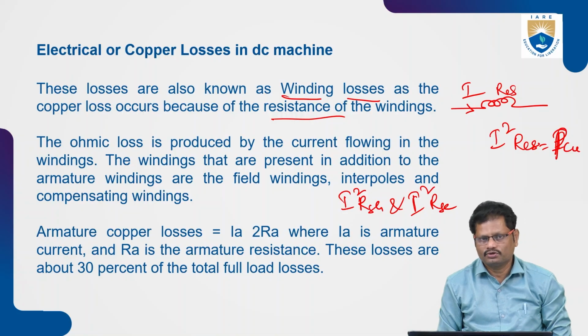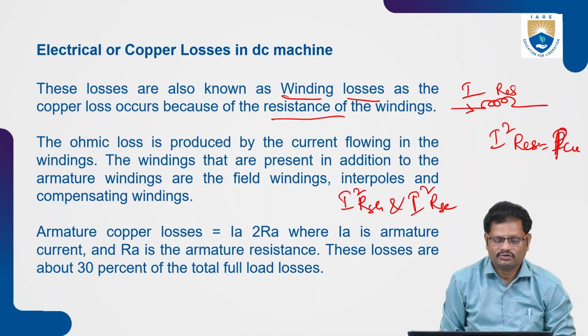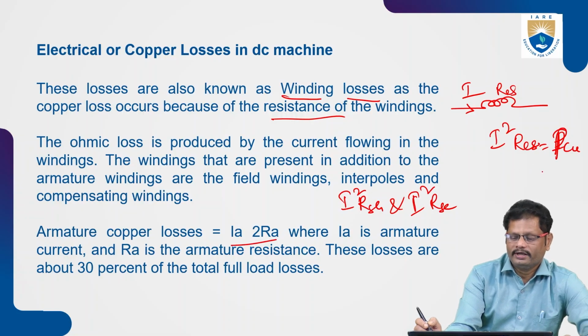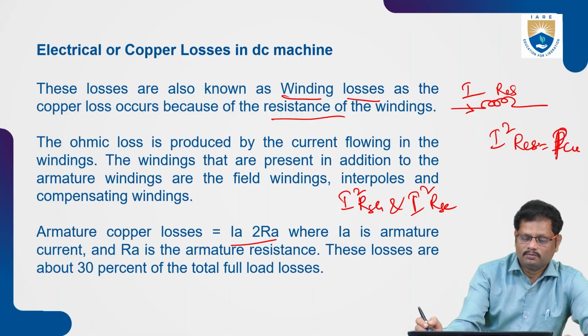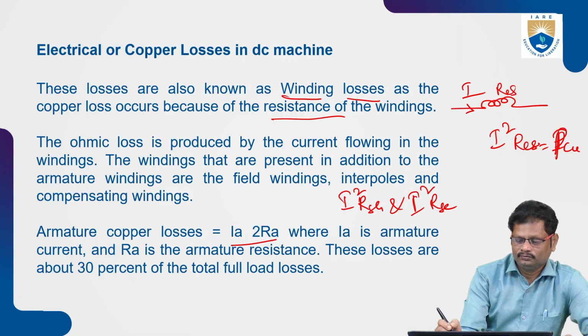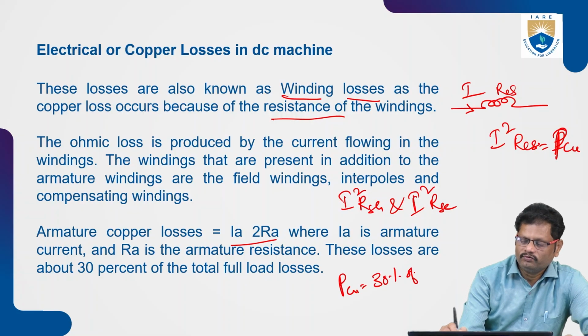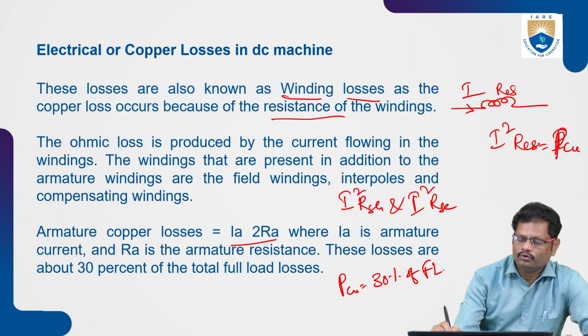Also, interpoles and compensating windings also have some losses. So armature copper losses in general are I_A square R_A, where I_A is armature current and R_A is armature resistance. These losses are about 30% of the total full load losses. Only copper losses are 30% of full load losses.